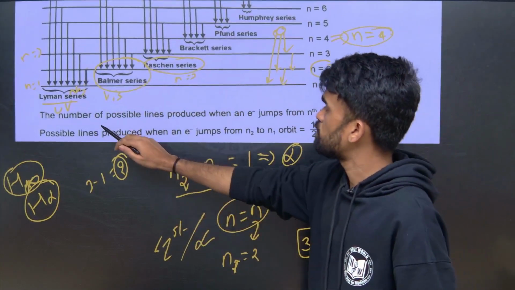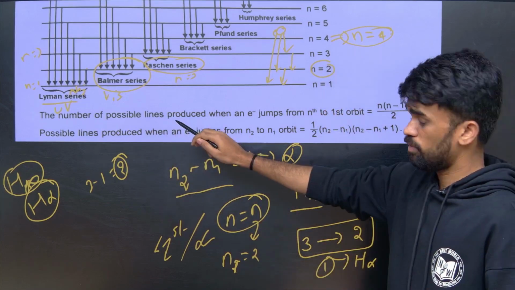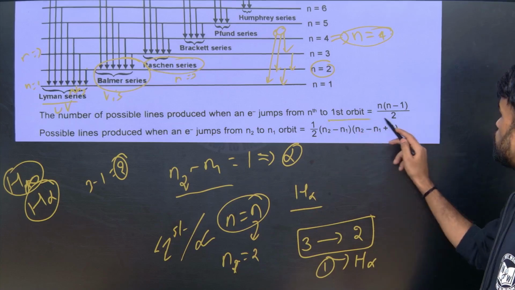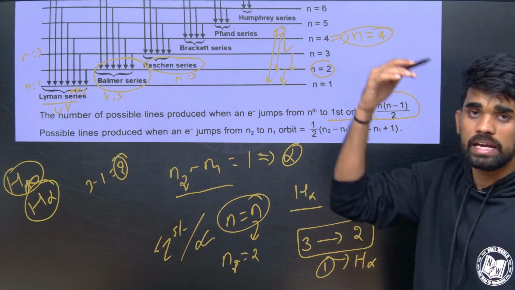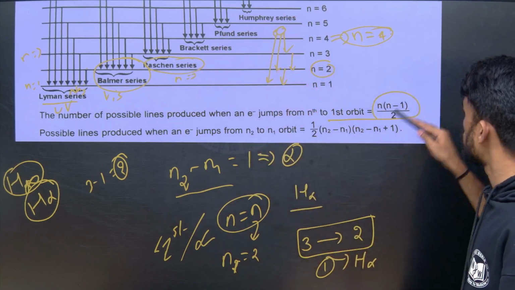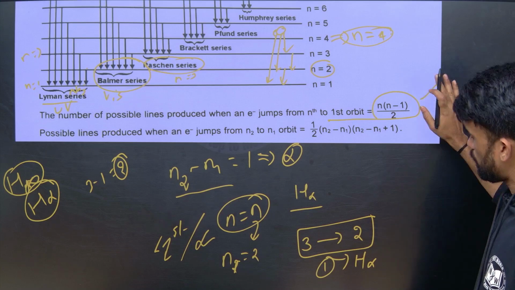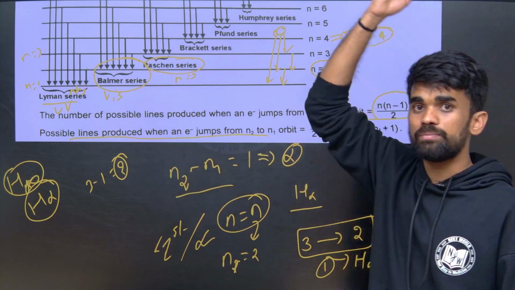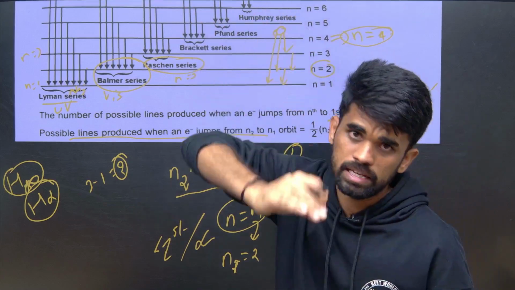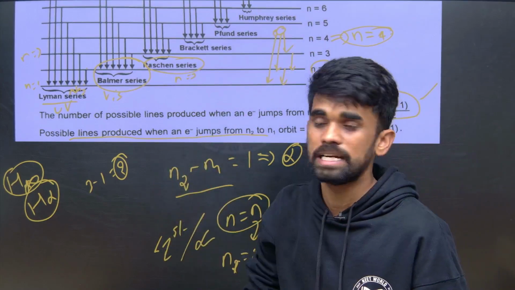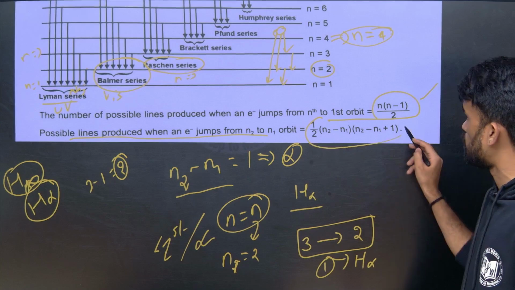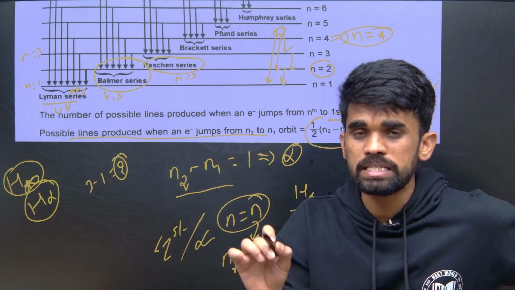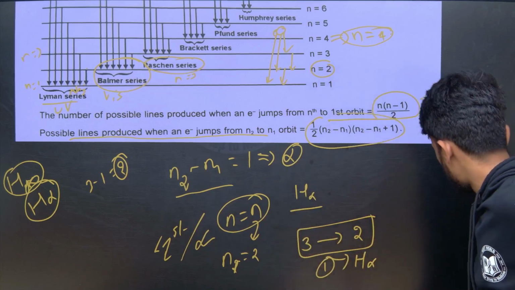See, the number of spectral lines possible, produced when an electron jumps from the nth state to the first energy state, from any higher energy state to the ground state, you can use this formula. Instead of remembering this, just remember the number of possible lines produced when an electron is jumping from any state to another state, N2 to N1. That time we have to use this formula: 1 by 2 into (N2 minus N1) into (N2 minus N1 plus 1). That is the formula we need to use.